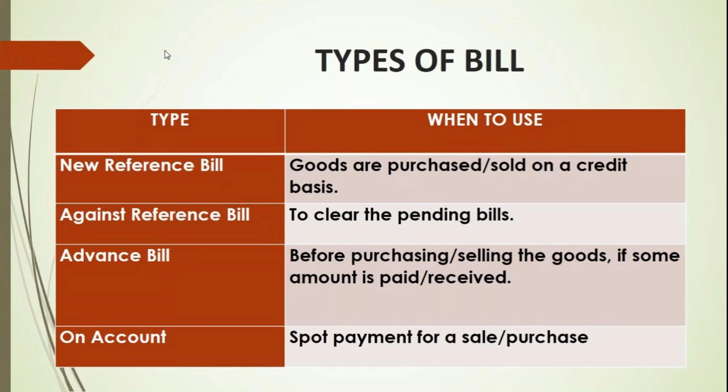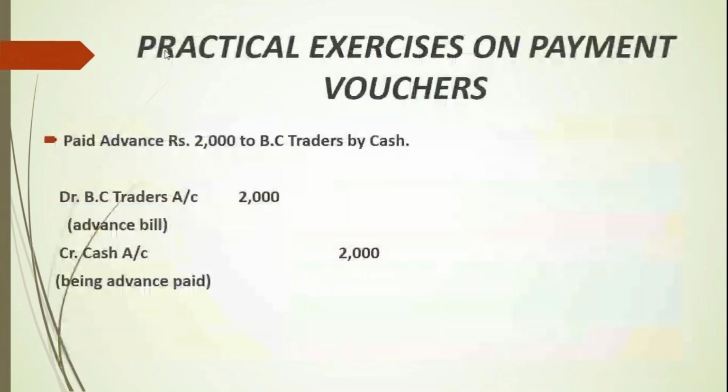Now, based on these types of bill, let's pass an entry on the same under payment voucher. Yeah, we have to pass this last entry: paid advance of rupees 2000 to BC traders by cash. Now, my company is paying advance of rupees 2000 to BC traders by cash. Here, advance is being paid to BC traders by the company.